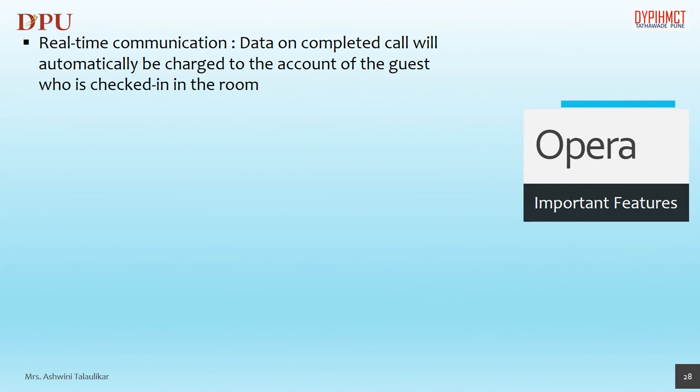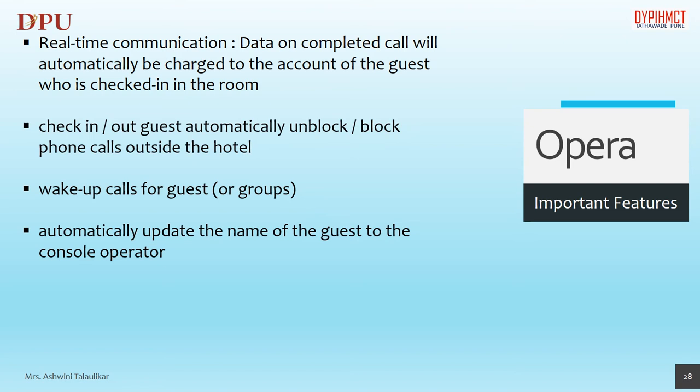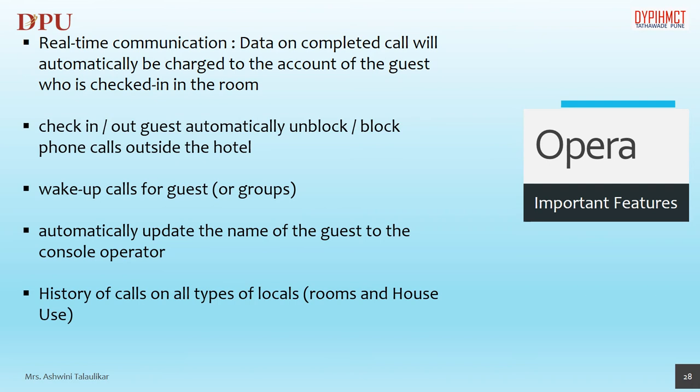The Opera software also includes real-time communication, data on completed calls automatically charged to the account of the guest who is checked in to the room, check-in, check-out of guests, automatically unblock blocked phone calls outside the hotel, wake-up calls for guests or groups, automatically update the name of the guest to the console operator, and history of calls on all types of locals, rooms and house use.